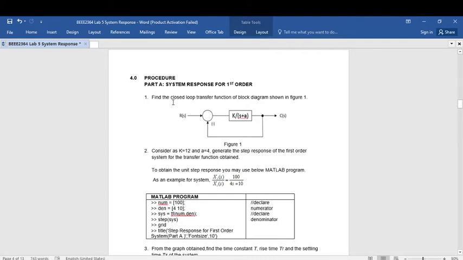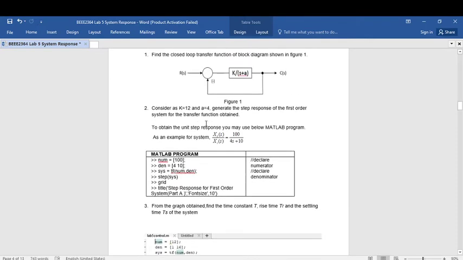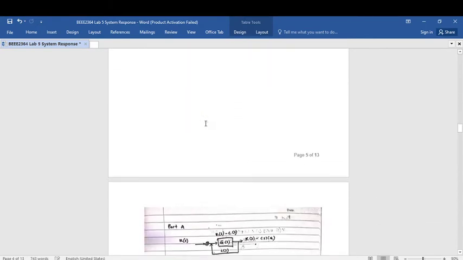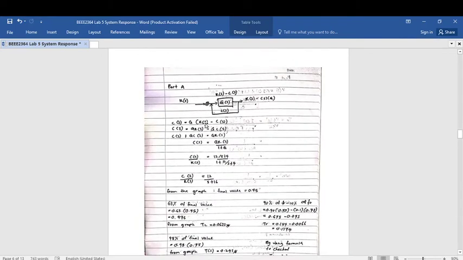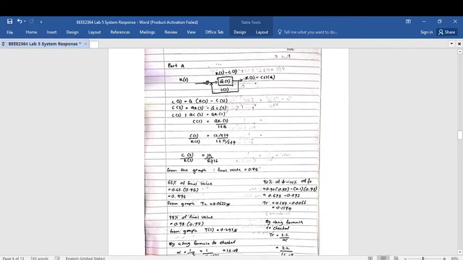For part A, we have been given the closed loop transfer function. This is the block diagram for the closed loop transfer function, and we have been given the values that k is equal to 12 and a is equal to 4. First we have to find the transfer function according to the calculation that I have done. The transfer function I get is 12 over s plus 16.